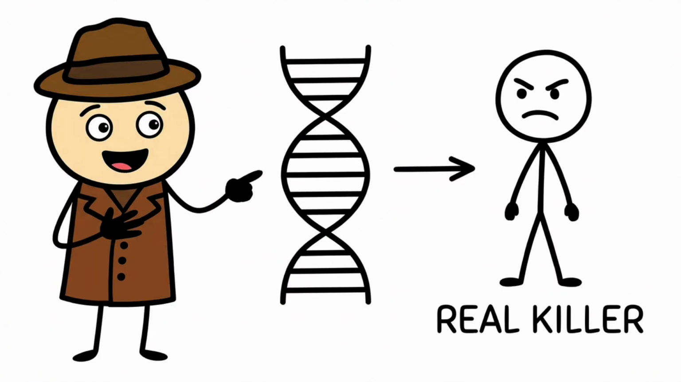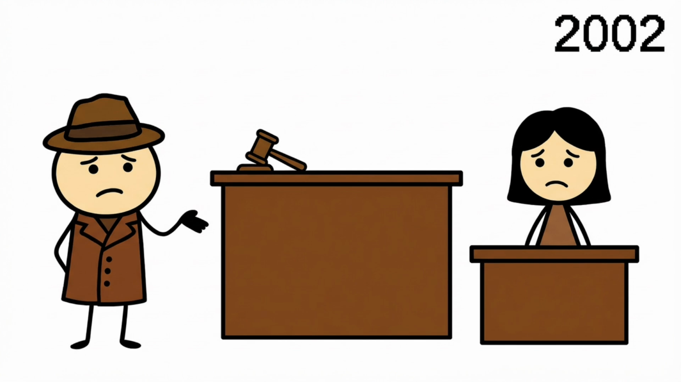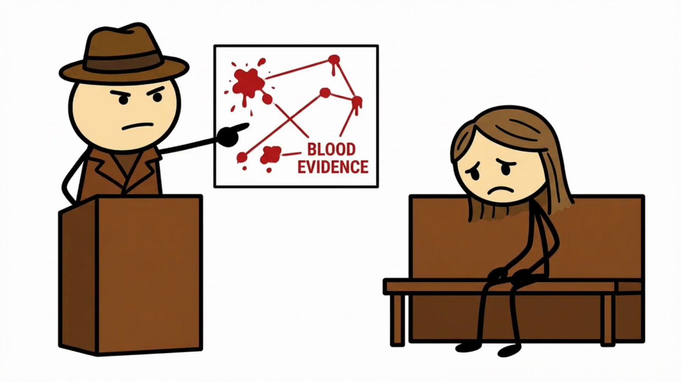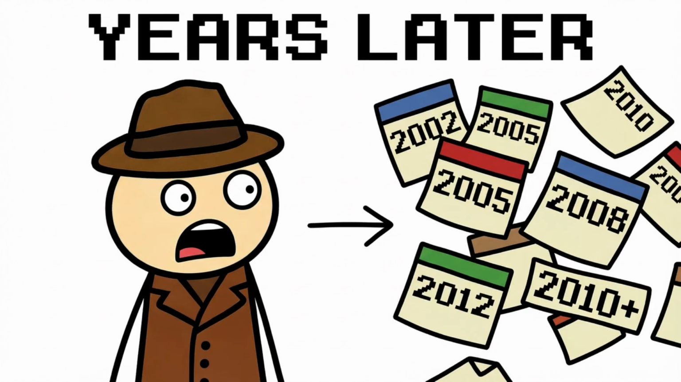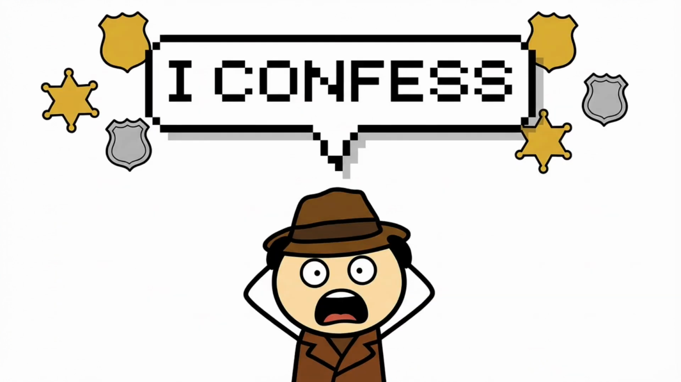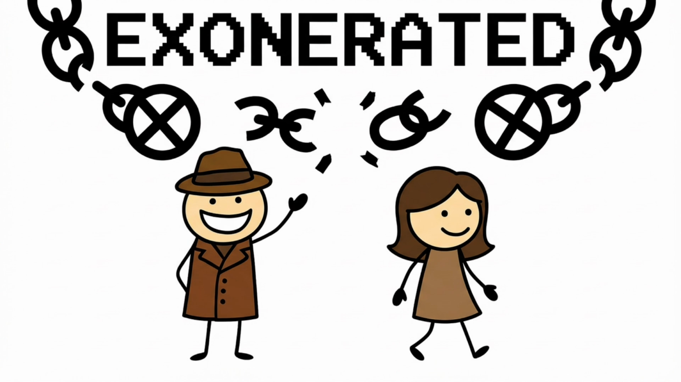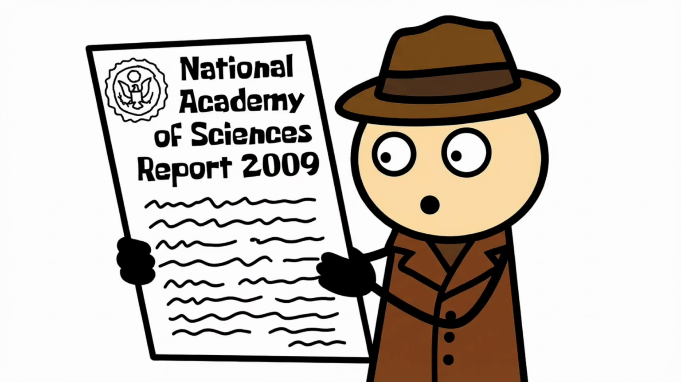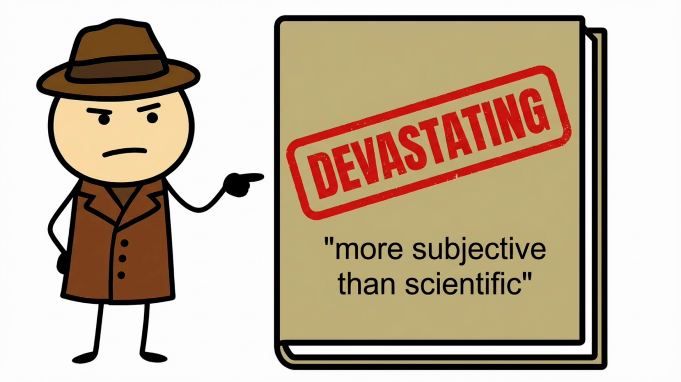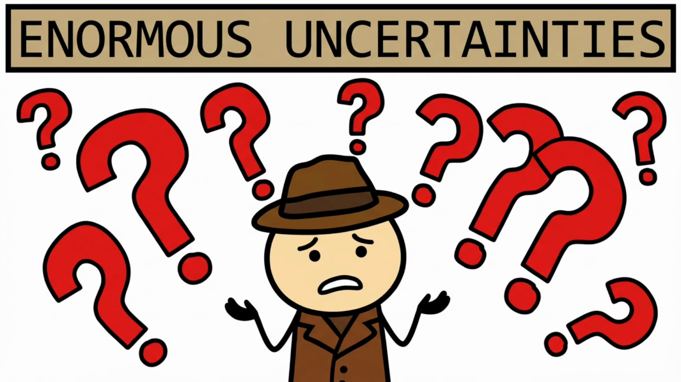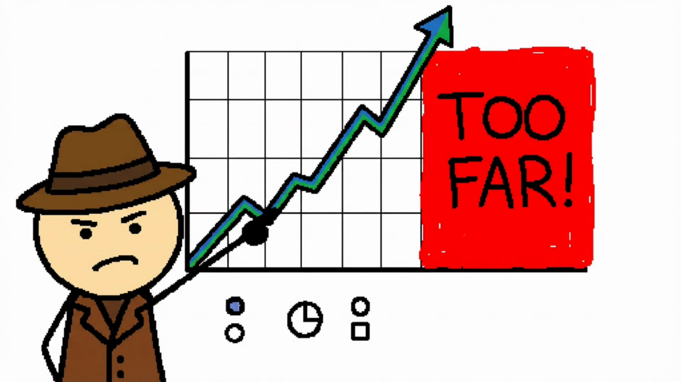DNA later led to the real killer. Julie Rea was convicted in 2002 of murdering her 10-year-old son, based largely on bloodstain testimony. Years later, a serial killer confessed to the crime. She was exonerated. In 2009, the National Academy of Sciences released a devastating report calling bloodstain pattern analysis, quote, more subjective than scientific, end quote, with, quote, enormous uncertainties, end quote. The report found that experts often, quote, extrapolate far beyond what can be supported, end quote, by the evidence.